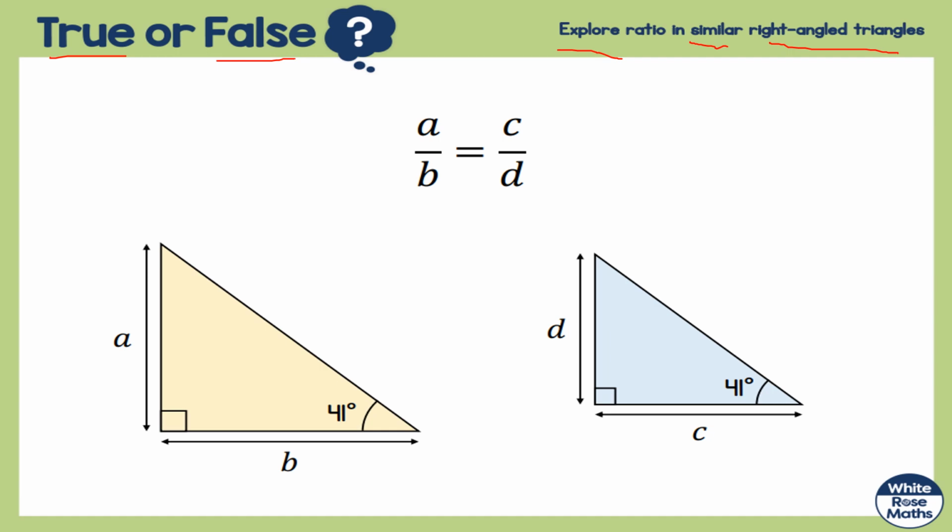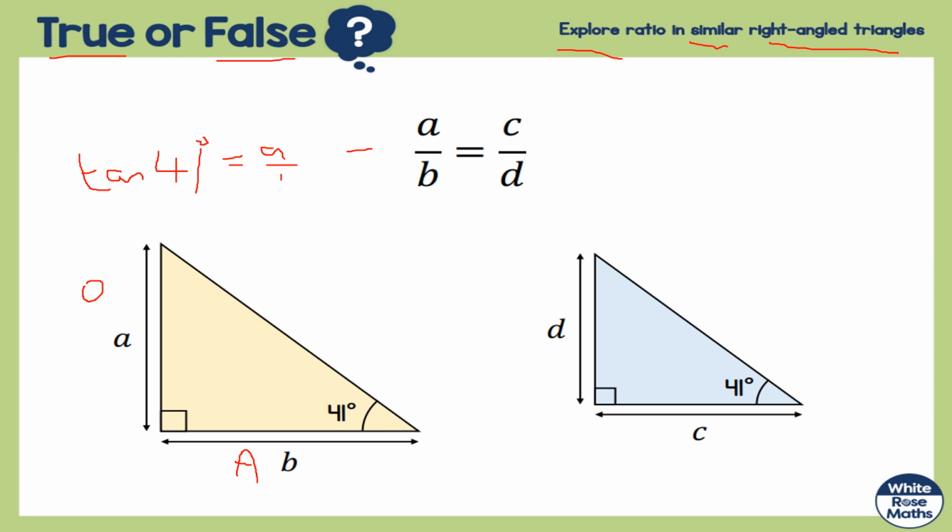So this is the statement. It says A over B equals C over D, so A divided by B is equal to C divided by D. Look at this triangle here. This is my opposite and this is my adjacent. So tan of 41 degrees is equal to A over B. Hopefully you are happy with that.